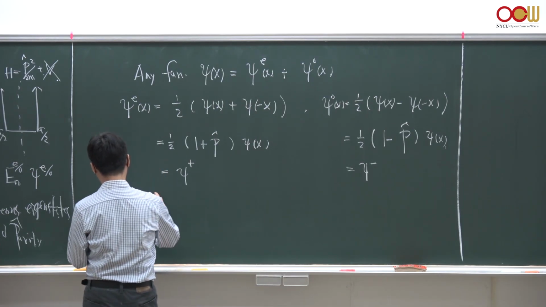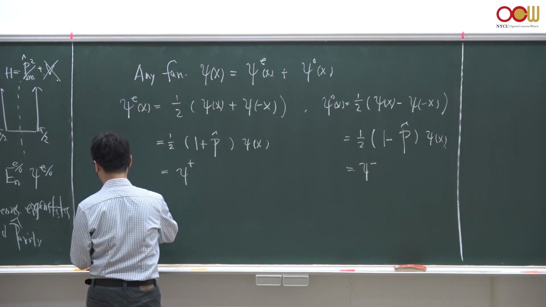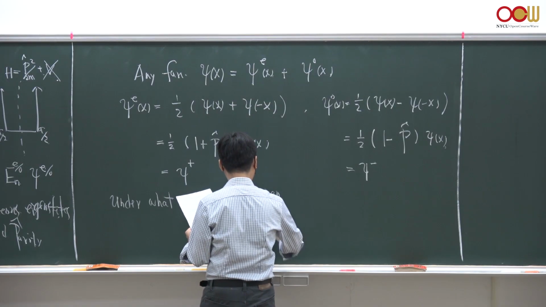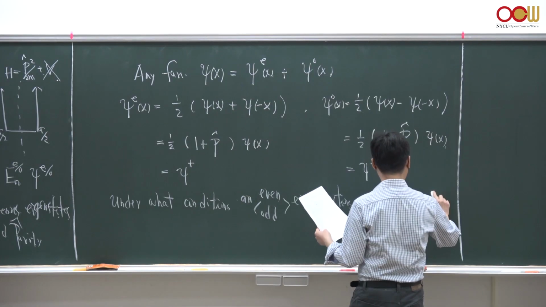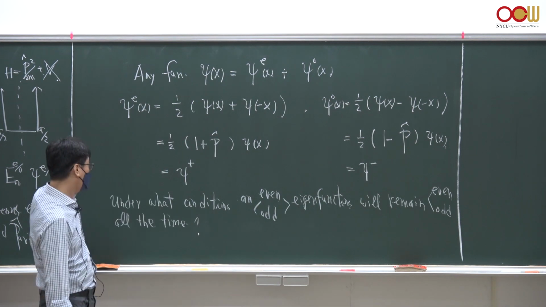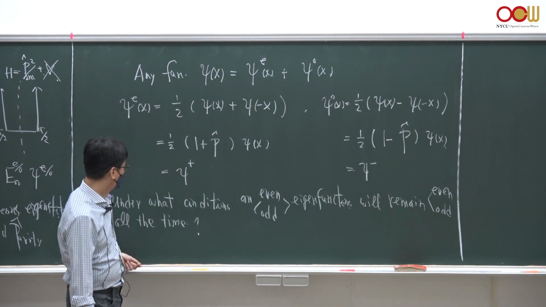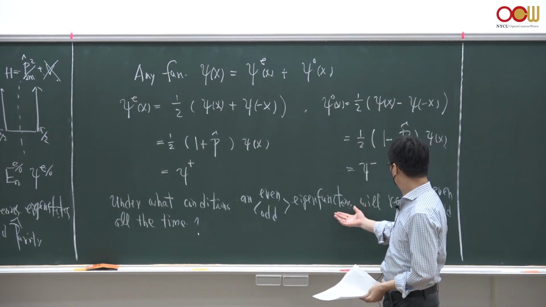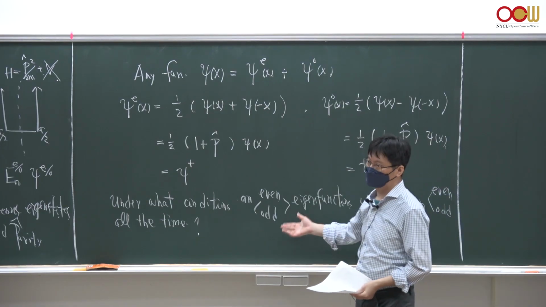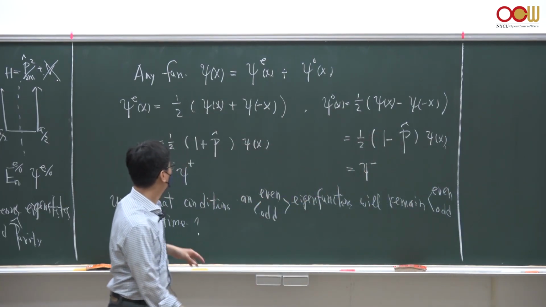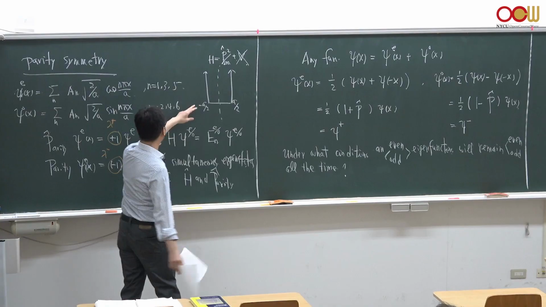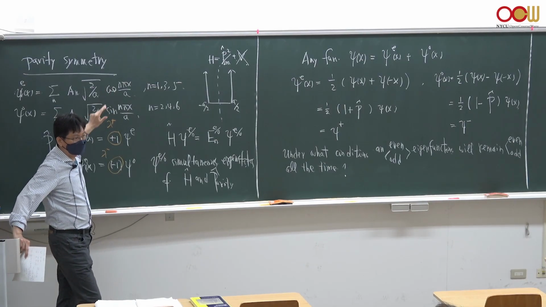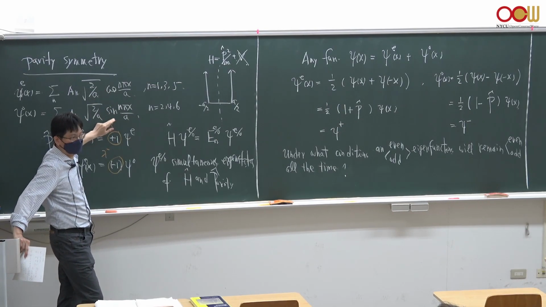So we would like to ask the following question. Under what conditions will even or odd eigenfunctions remain even and odd all the time? We know these even and odd functions, right? But we need to figure out the conditions under which the even eigenfunctions still remain even, and odd functions still remain odd. This is a bit trivial in the particle in the box, because once we have formulated the cosine and sine as eigenfunctions, they don't mix up. So cosine cannot become sine, sine cannot become cosine.